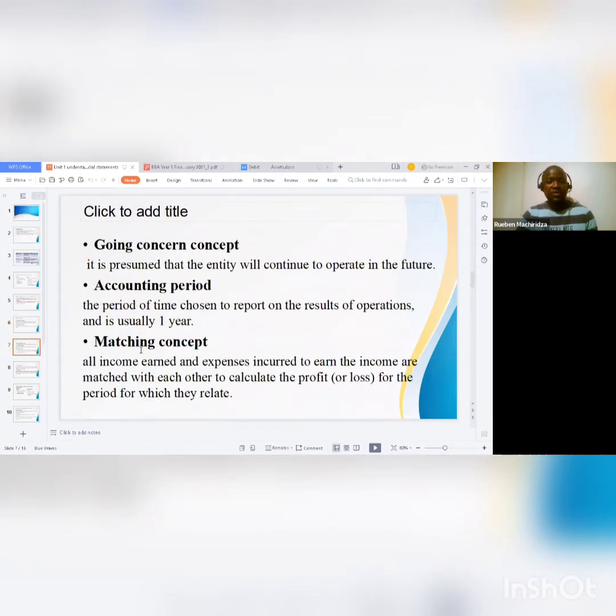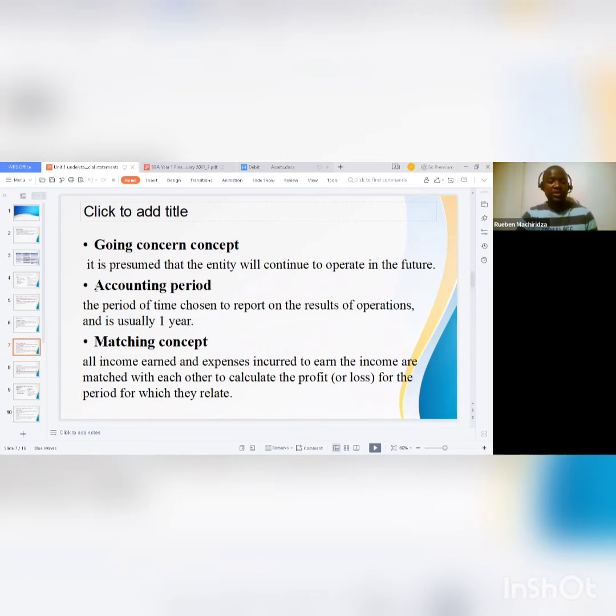And then we've got the going concern concept. It is presumed that the entity will continue to operate in the future. So as we perform our business operations, we do so with the anticipation that the business will continue in existence for the foreseeable future. We cannot continue to prepare financial statements if we have reason to believe that in the following, say, 3 months, we are going to have to close the business. We must properly disclose that in our financial statements, because remember, there are people who need to use our financial statements.